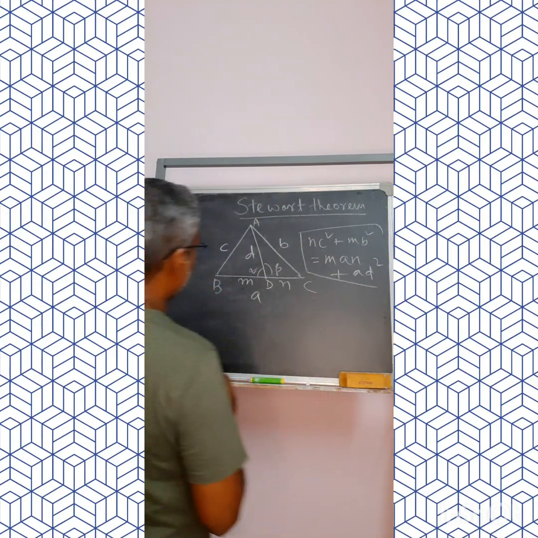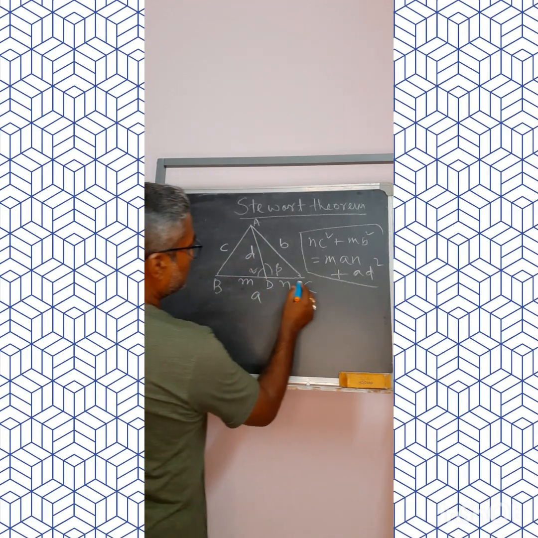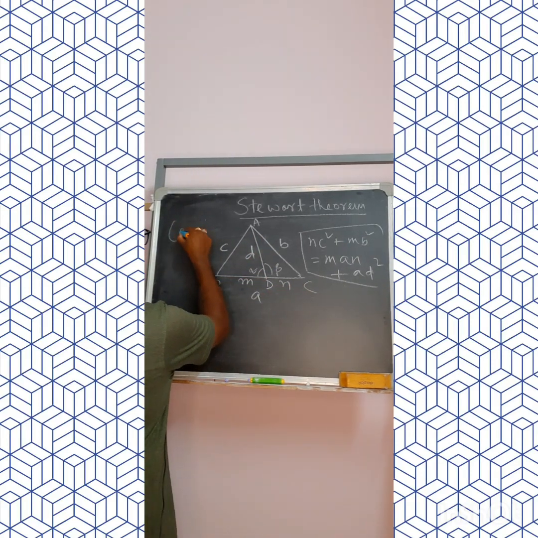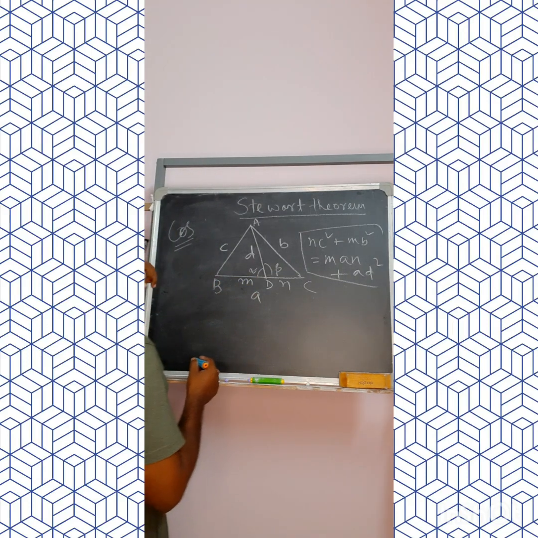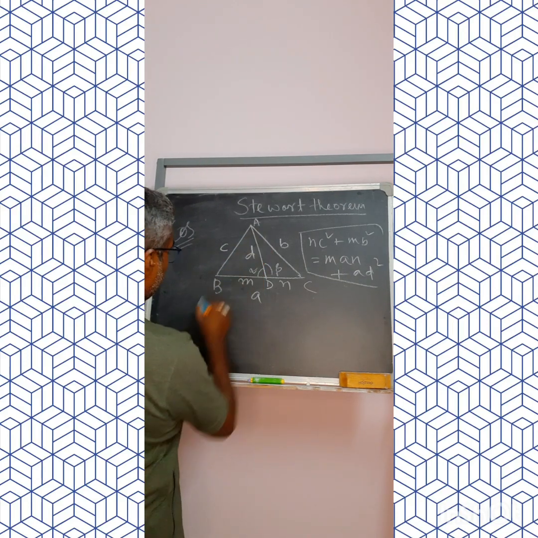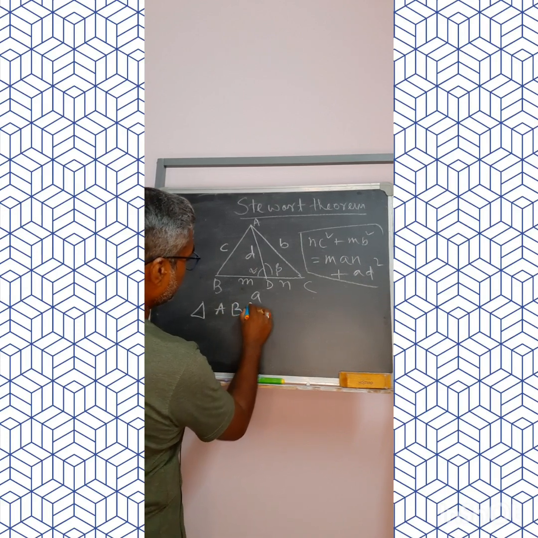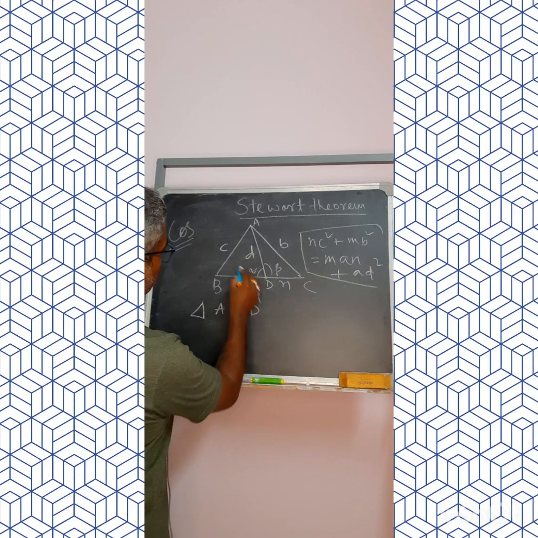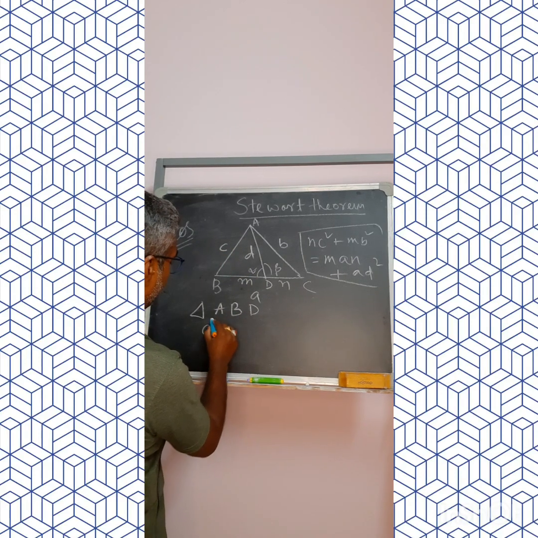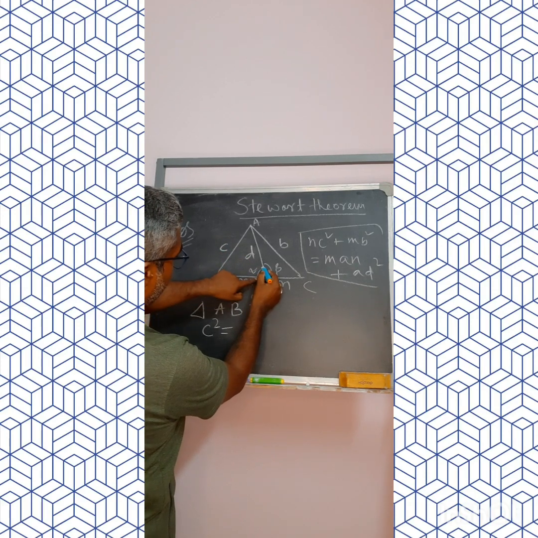So now for this I will start with the cosine theorem. I will take help of the cosine theorem. So the cosine theorem says that for a triangle, let's say I am taking this triangle A, B and D. Here I can say from the cosine theorem that c square is equal to, I am taking the angle of this.